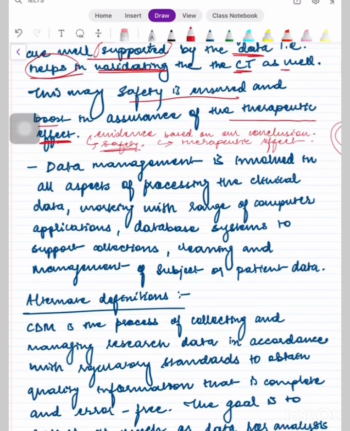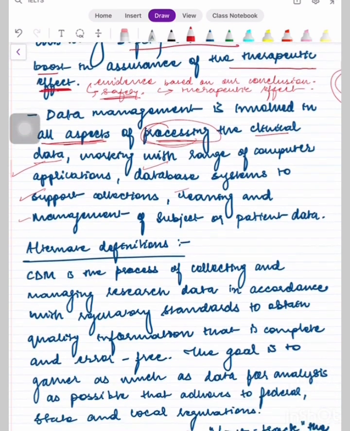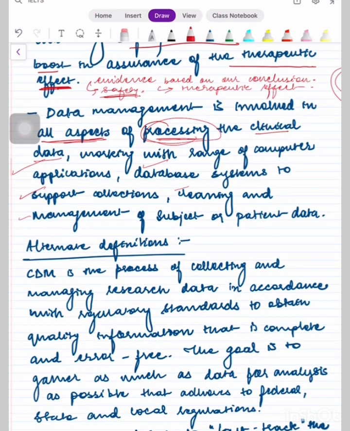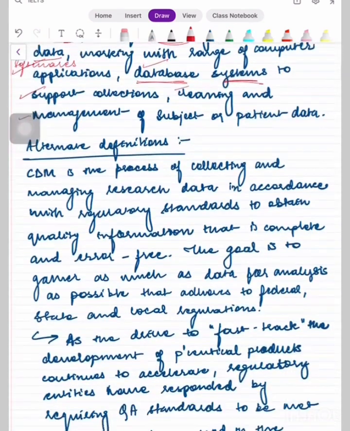Data management is involved in all aspects of processing, not just a particular thing. So all aspects of processing the clinical data, working with a range of computer applications and database systems to support collection, cleaning and management of subject or patient data. Data management is involved in everything, whether you're working with a range of computer software or database systems to support collections, or cleaning and managing the patient data.